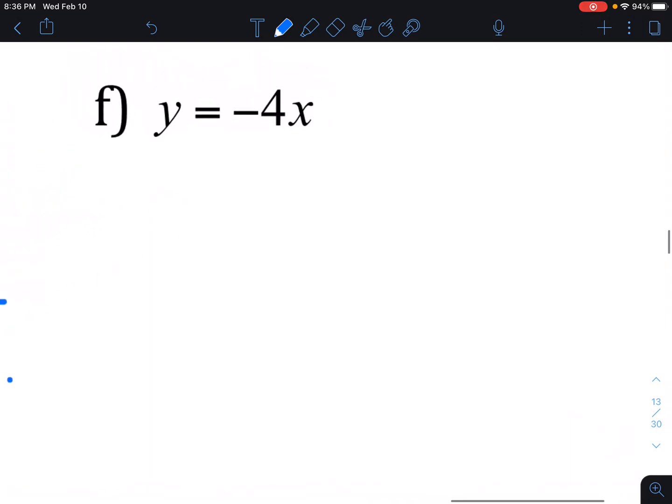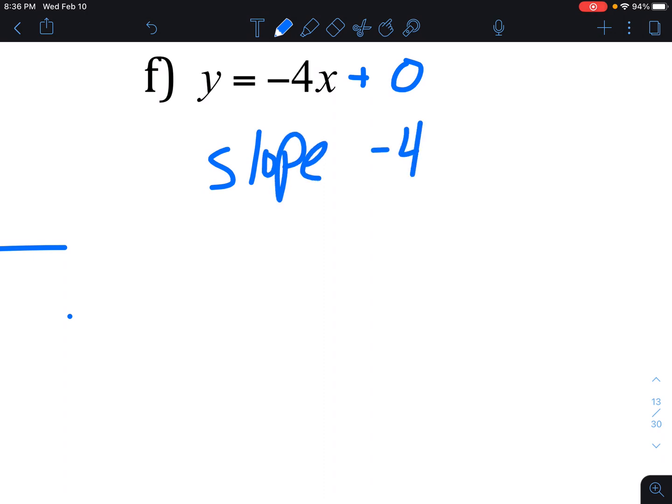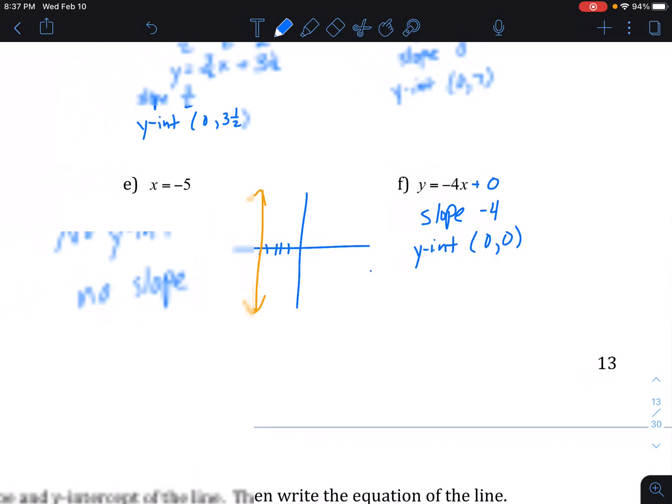Okay, and then letter F, it does have both variables, so this is not a trick case here. The b is actually 0, so the slope is -4. Remember, the slope is always the coefficient of x. The b is missing, so it's a 0, so my y-intercept, we would say, is 0, 0.